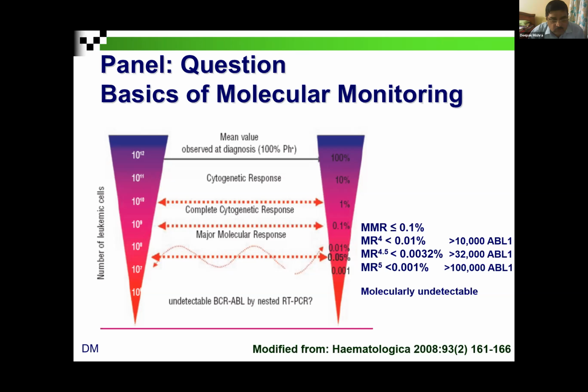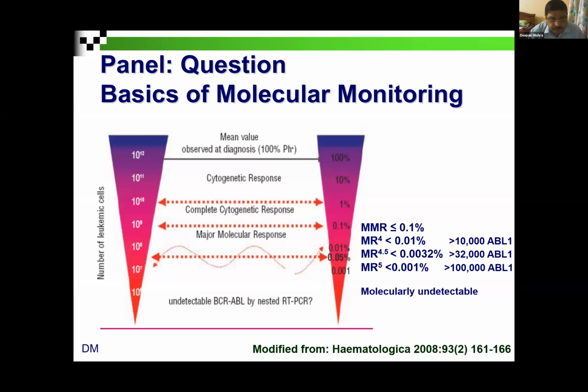So if you want to go along the MR3, MR4, 4.5 and 5, it is all based on the number of housekeeping genes that you could amplify. So if you want to get a deeper molecular response, the higher the housekeeping gene copy number we could amplify. If it is more than 100,000, it is MR5, and below that is undetectable.